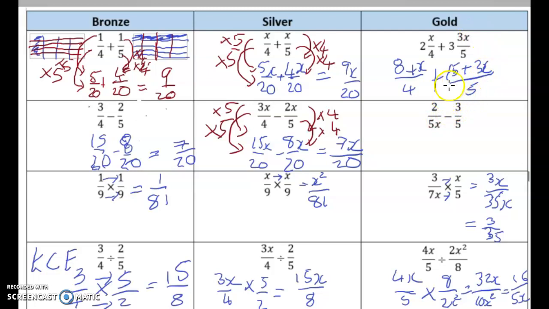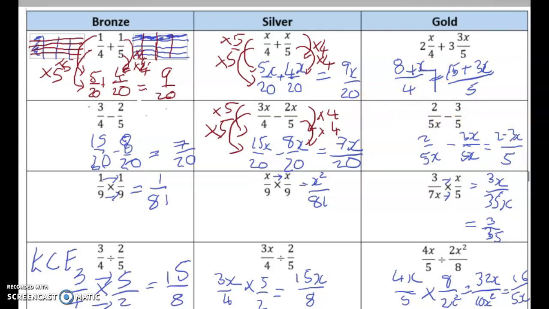Now, it would be exactly the same. You would now need to times top and bottom by 5, times top and bottom by 4, add them together and simplify. Subtraction would be exactly the same here. My only comment is, if you look at these type of questions, often you can think, hey, well, here we've got 5x on the bottom. I could times this one top and bottom by x, and I could get 3x on the top, 5x on the bottom, and you have 2 minus 3x over 5.